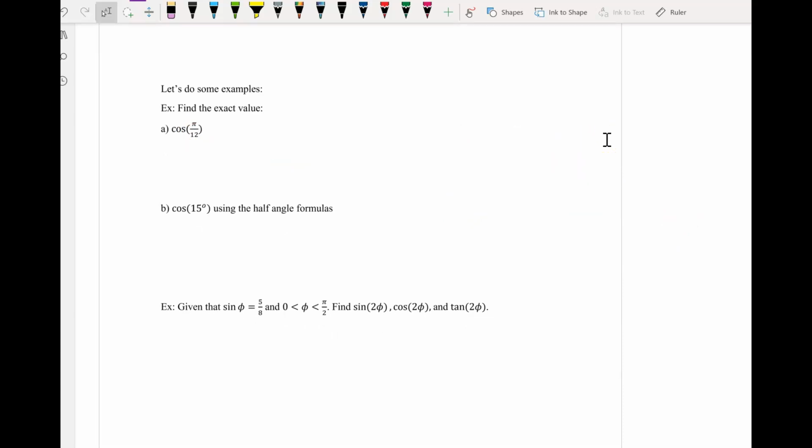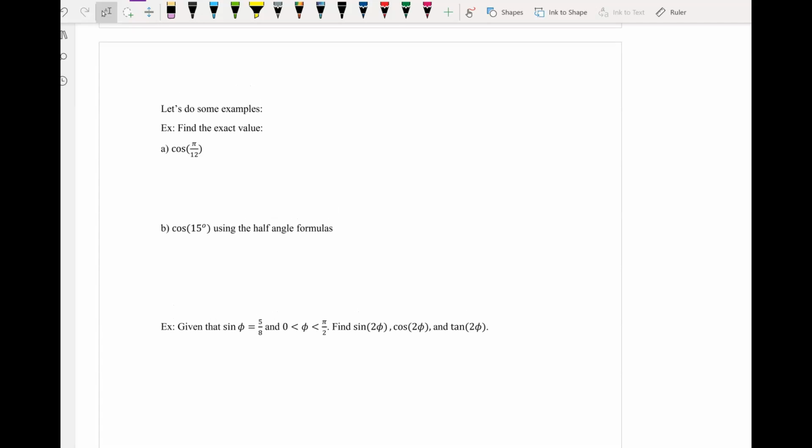Now, one thing that you could do is put cosine pi over 12 in the calculator. But what I want to make sure that you know how to do also is give the exact answer of the cosine of pi over 12. If you think about our unit circle, you can see that pi over 12 is not on there, but we know that we have pi over 6, pi over 4, and pi over 3. So how can we possibly get pi over 12 from these three different values? Because pi over 12 is a little bit less than pi over 6.